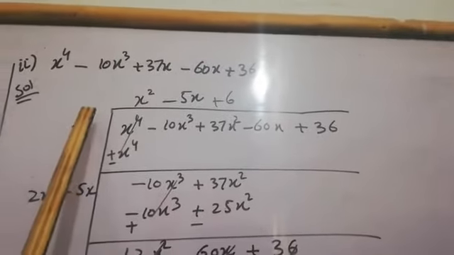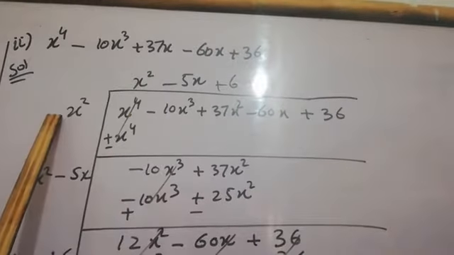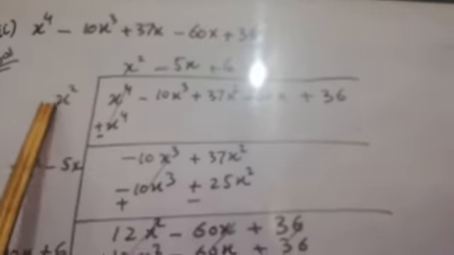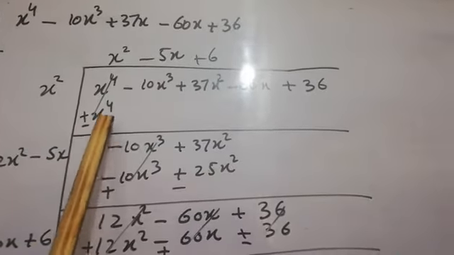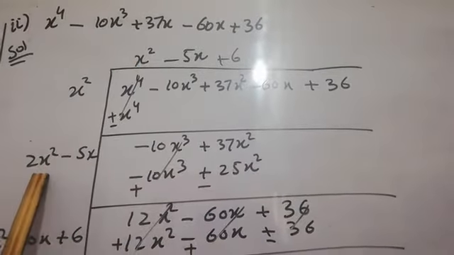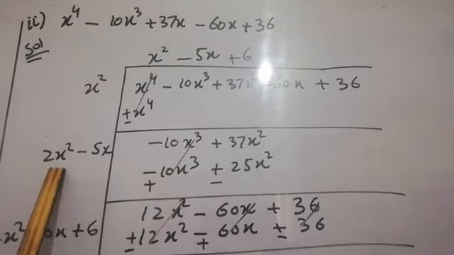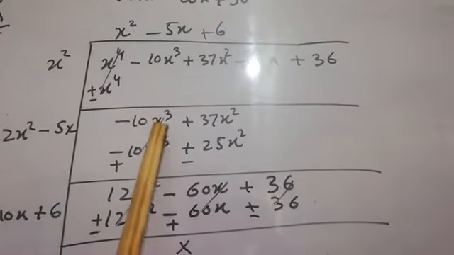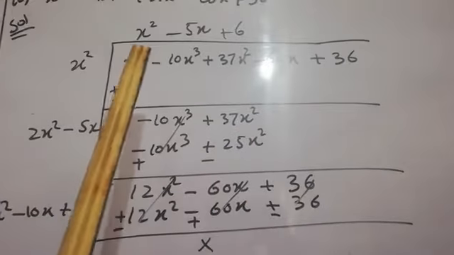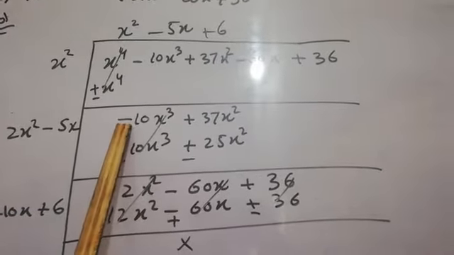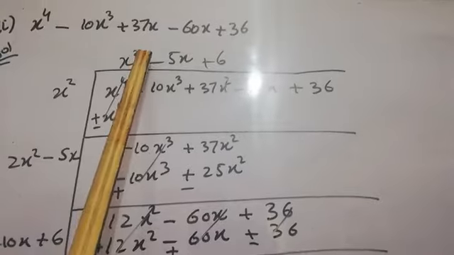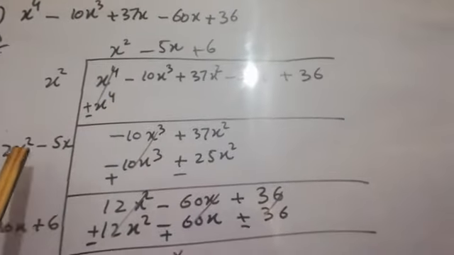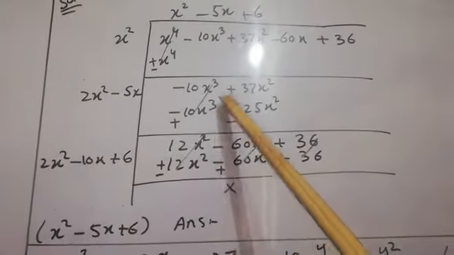One, and after that this is x⁴, so we will multiply x² by x², x² by x² is equal to x⁴. Double the answer quotient, it will be 2x². Now put the next two values here, minus 10x³ plus 37x². Dear student, first you will check that this is a negative sign, so you will put a negative sign here and here also. 2x², what value will be multiplied with 2x² to make it 10x³?